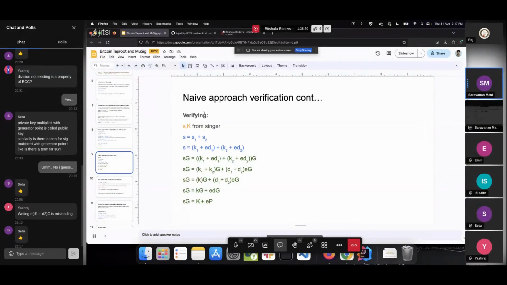But this naive approach, the aggregation of signatures and verification, has some issues. Even the public keys have some issues. Those issues are addressed by a protocol called MuSig. That's where MuSig comes in. It introduces some extra steps which solve some of the security vulnerabilities of this naive approach. We'll discuss this naive approach first.